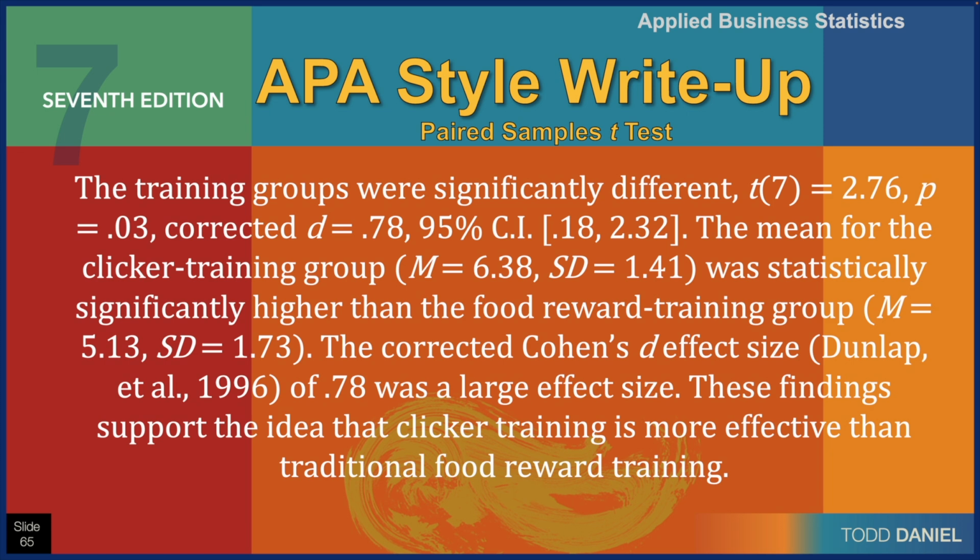Here's my t-value, my probability value, corrected d, the confidence interval. The mean for the clicker training group was higher than the food reward group, means and standard deviations both included. The corrected Cohen's d effect size was 0.78. That was a large effect size. These findings support the idea that clicker training is more effective than traditional food reward training.